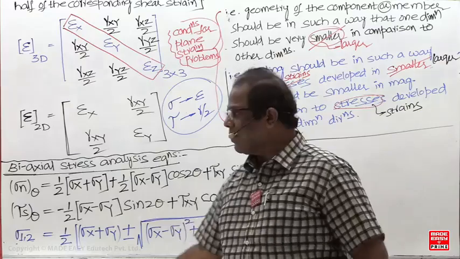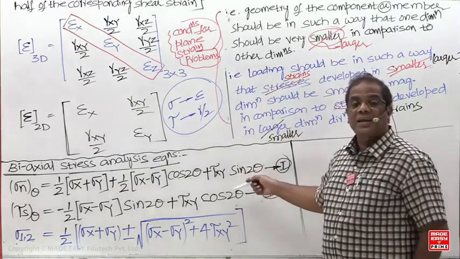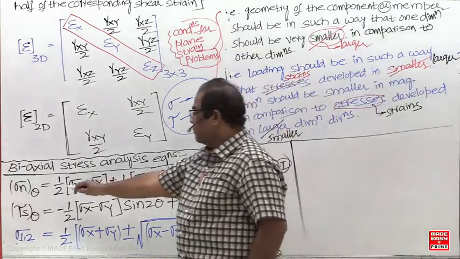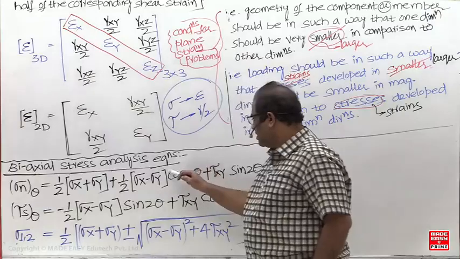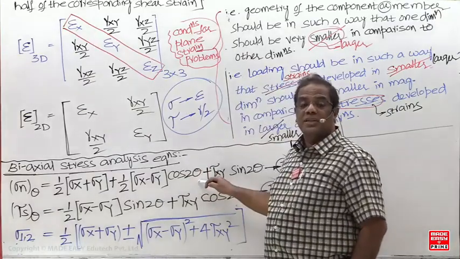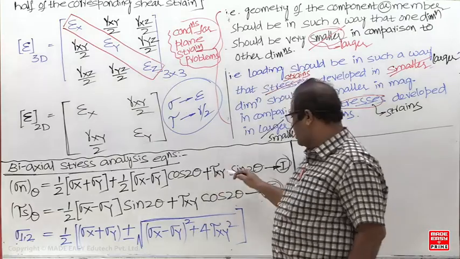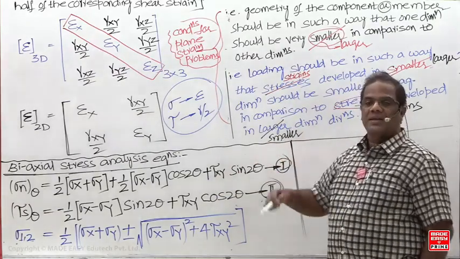How did we get that relation? From this only. We got the normal stress at an angle of theta. Then how do we get the normal stress at an angle of 90 plus theta? In place of theta, substitute 90 plus theta. So cos 180 plus 2 theta becomes minus cos 2 theta, and sin 180 plus 2 theta becomes minus sin 2 theta.